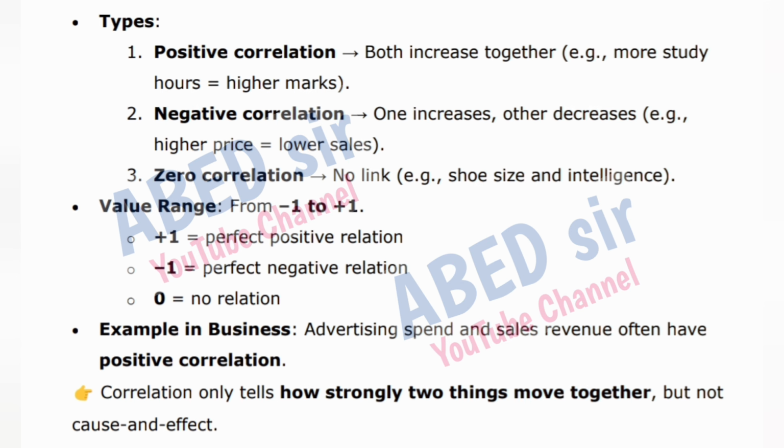Value range from -1 to +1. +1 is equal to perfect positive relation. -1 is equal to perfect negative relation. 0 is equal to no relation. Example, in business, advertising spend and sales revenue often have positive correlation. Correlation only tells how strongly two things move together, but not cause and effect.